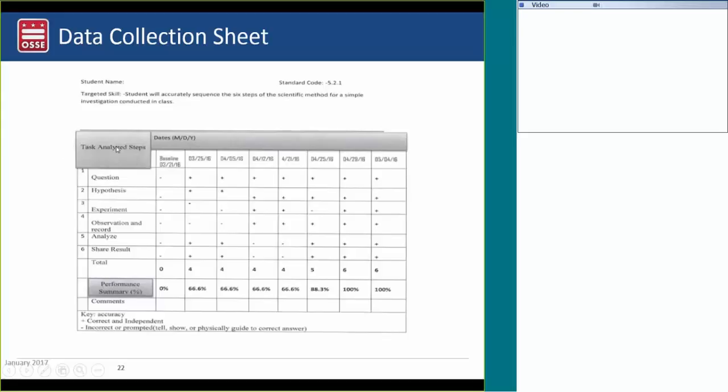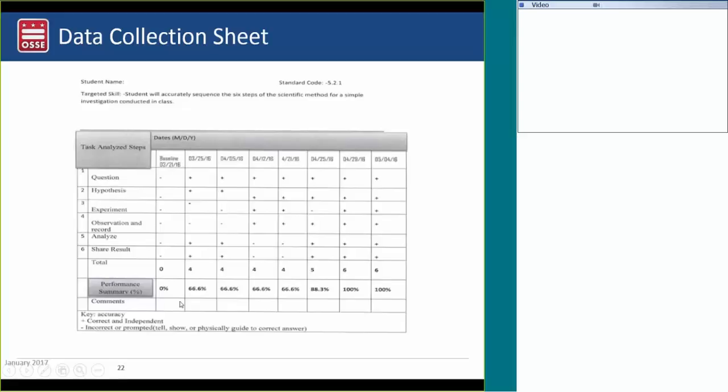Then we have the date. We have a baseline, 3, 2, 16, and 1, 2, 3, 4, 5, 6, 7 additional data collection points. All of them are written out properly. This data collection sheet is scorable still.